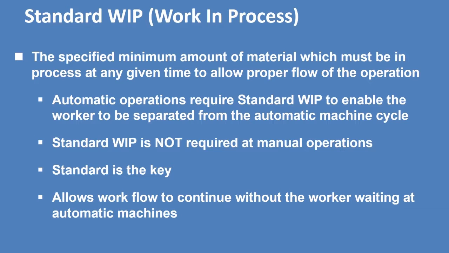Now, your standard WIP or work in process. It's the specified minimum amount of material which must be in process at any given time to allow proper flow for the operation. So there's two things here. You're looking at automatic operations, which require a certain amount of WIP to enable the worker to be separated from the automatic machine, and that standard WIP is not required at manual operations necessarily. So you need to standardize and understand what's required at each location. Again, this allows workflow to continue without worker waiting on automated machines.